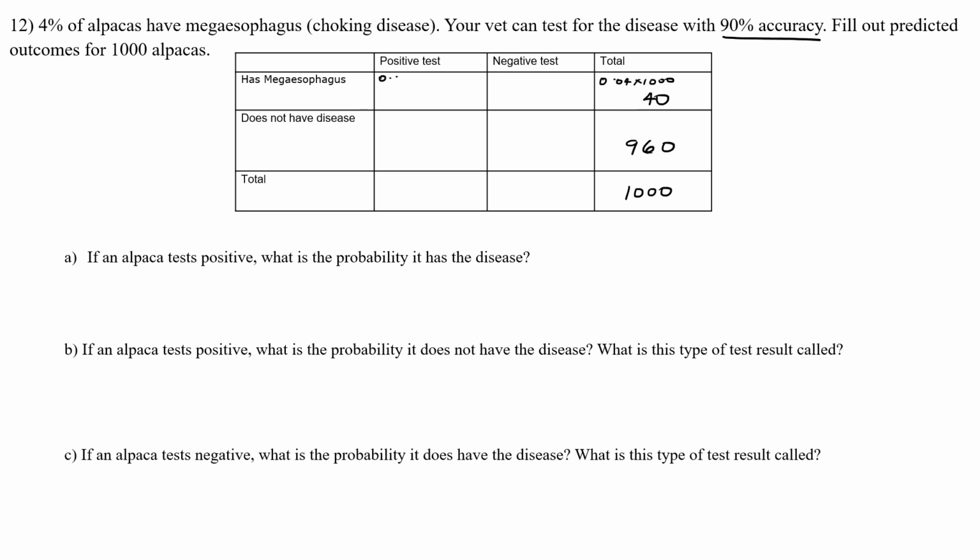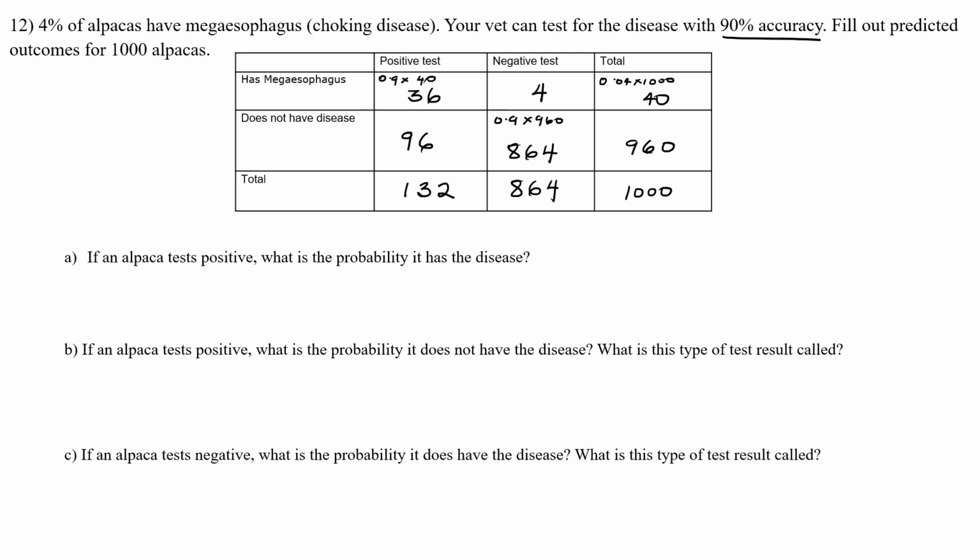With our accuracy rate, we can determine how many of these will test positive. And then we can determine those that will test negative by just subtracting. Similarly, we can determine those that will test negative, subtract from the total, and we have those that will test positive. So we have a total of 132, and then we have 864. You may want to double check to make sure your numbers add up to the total.